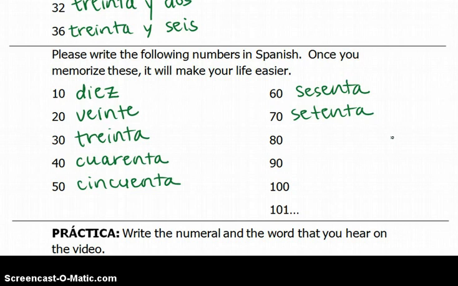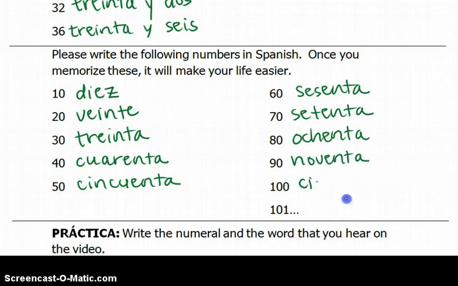Now 60 and 70 are very similar, but right away you can catch on. 6 was seis, it had an S and an S. 7 was siete, so there's an S and a T. That's how you can try to keep these straight between 60 and 70. 80 is ochenta. 90 is noventa.